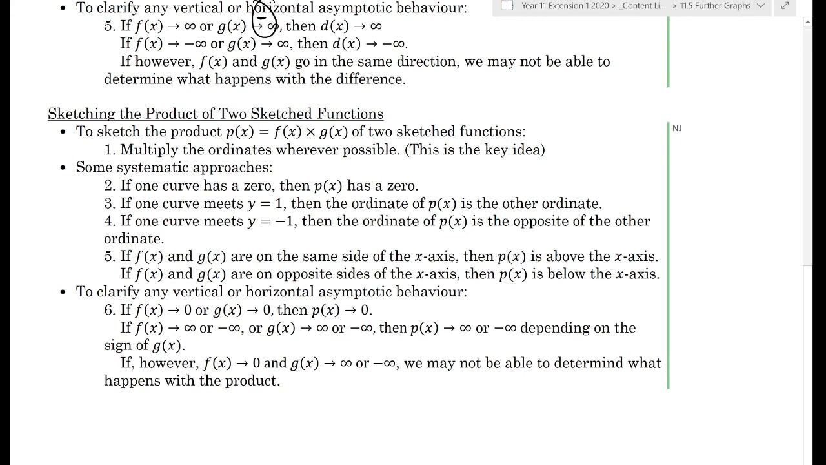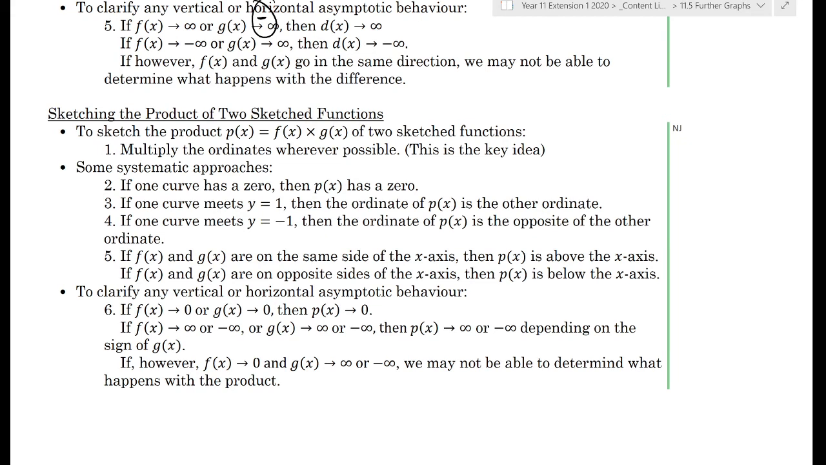Now, if f of x and g of x are on the same side of the x-axis, then P of x is above the x-axis. Two positive numbers above. Or two negative numbers. Okay, so if they're both positive or they're both negative, okay, two positives is equal to a positive, two negatives is also equal to a positive. So you just gotta be careful with that. When they're in opposite directions, then P of x is on the negative side, or below the x-axis, okay? Just like a positive and a negative make a negative.